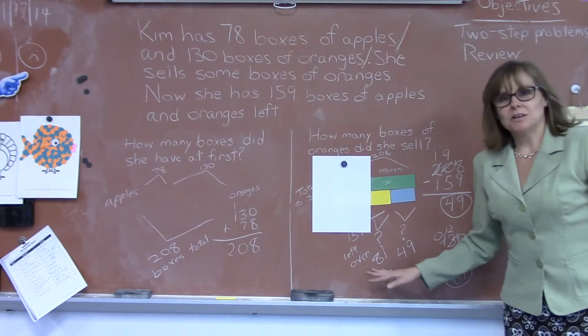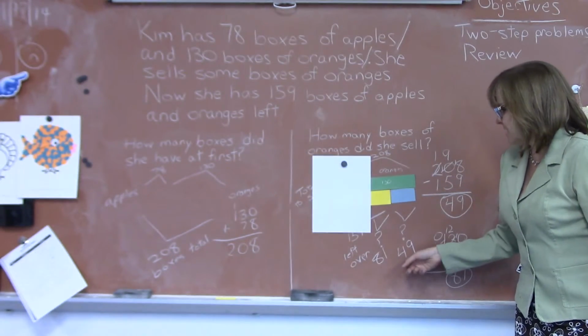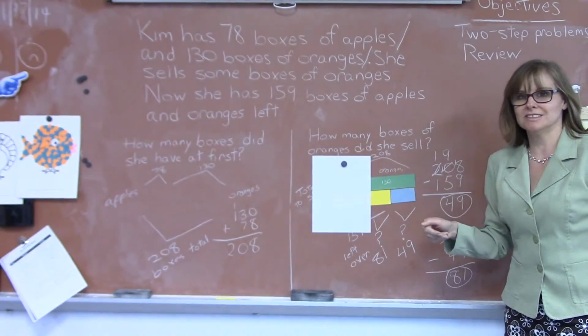Now, if you want to do one final check, if you were to add 81 and 49, part plus part should be equal to whole. I'll leave that up to you.